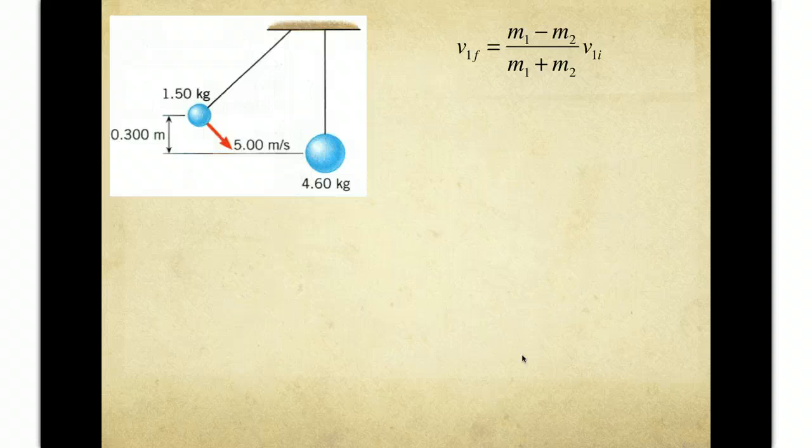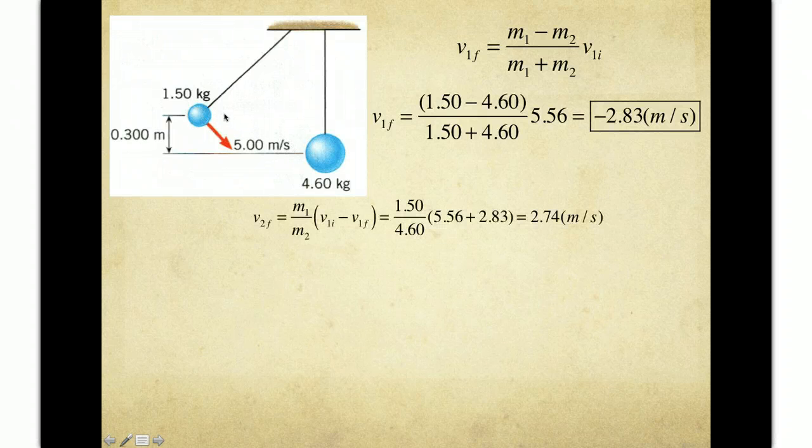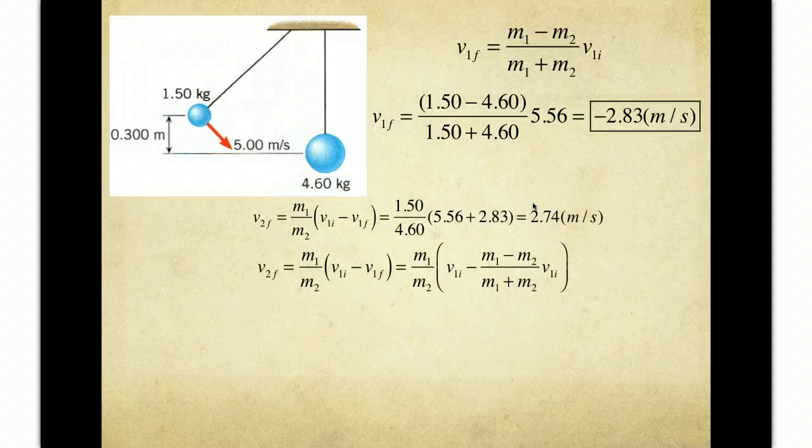Plugging in the numbers that we have gives us negative 2.83 meters per second, which makes sense because it's a lighter ball, so it will bounce backwards. If you take the previous formula which we had from the conservation of momentum and plug the numbers in the way we have it, you will have 2.74 meters per second. That is not quite the right answer. I'm going to show you how to get it, let's say, what if they ask you for the velocity of this ball, and you would need to figure it out without finding that velocity.